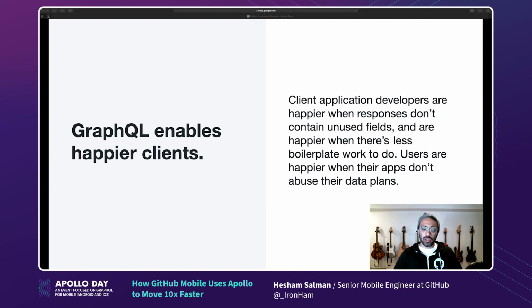GraphQL enables happier clients, and so quite frankly, developers are happier when there's less work to do, especially if that work is boilerplate work. As an engineer, I'm also personally happier when my application doesn't contain unused properties and unused classes. And there's something special about knowing that these same principles apply to network requests and responses. Since no part of a network request goes to waste, data consumption of a GraphQL app tends to be lower than its RESTful counterpart, and that's something that users will appreciate and thank you for.